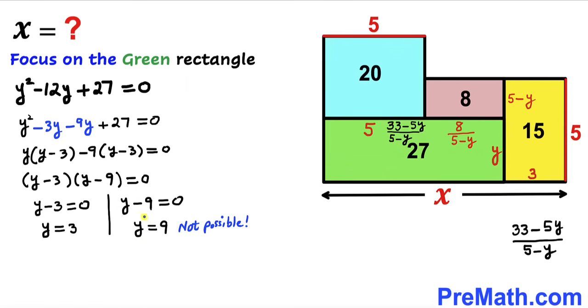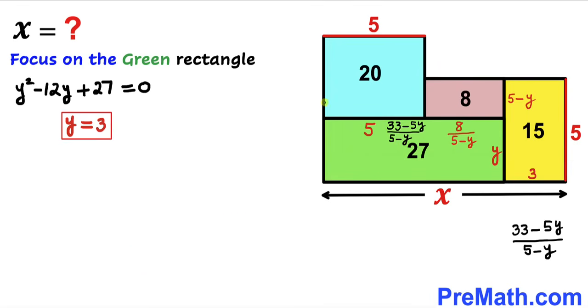And now let's make an observation. We can see y equals 9 is not feasible. If we plug it in over here, 5 minus y, which is, if we put in 9, is going to give us a negative length. So length cannot be negative. Therefore we are going to reject this y equals 9 value, and we are going to accept y equals positive 3. So thus our y value turns out to be positive 3.